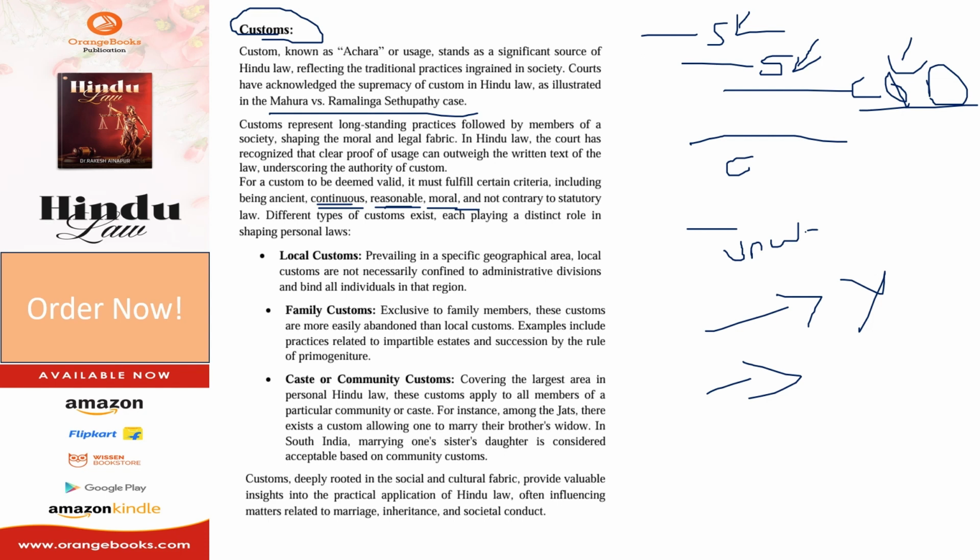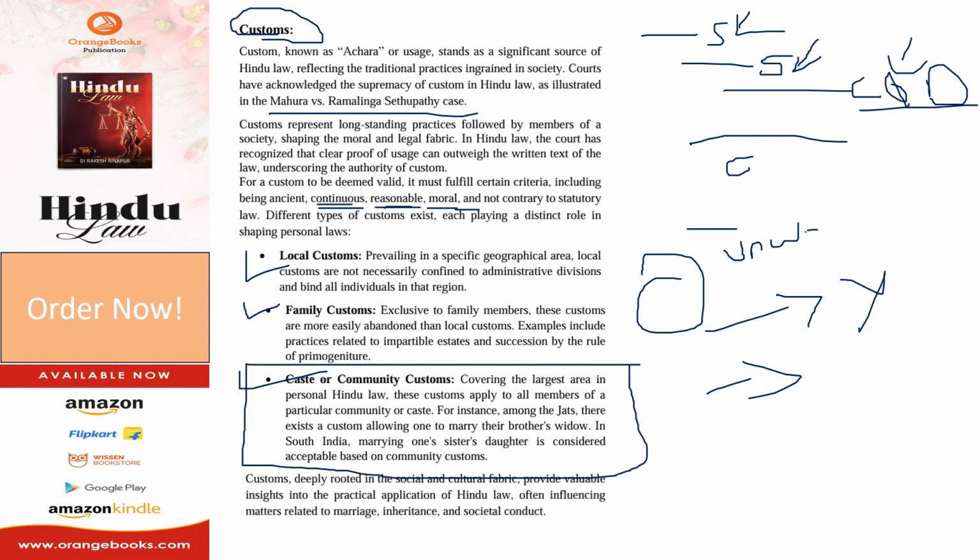So this is all about customs. Customs can be local customs, which are followed by individuals or in a particular region. Family customs are followed by one family, and caste or community customs are followed by that particular group of people who belong to one community. In the eyes of law, community customs are more prominent because family customs can be misstated and may create a nuisance, but community customs are considered widely accepted in Hindu laws.